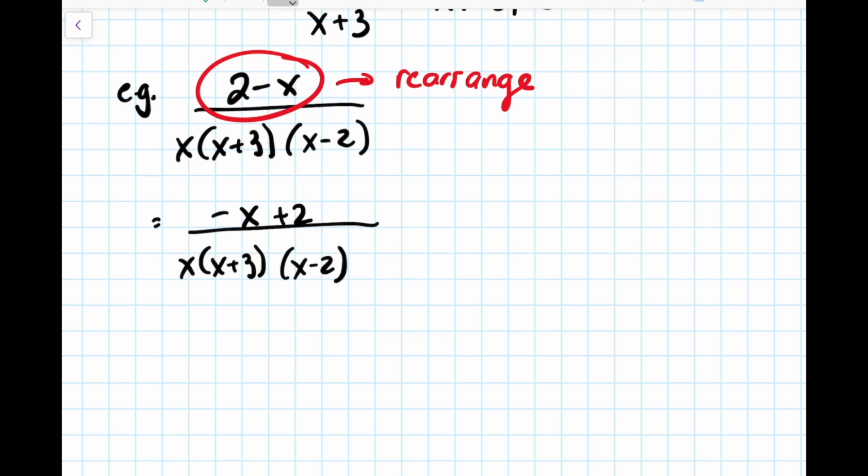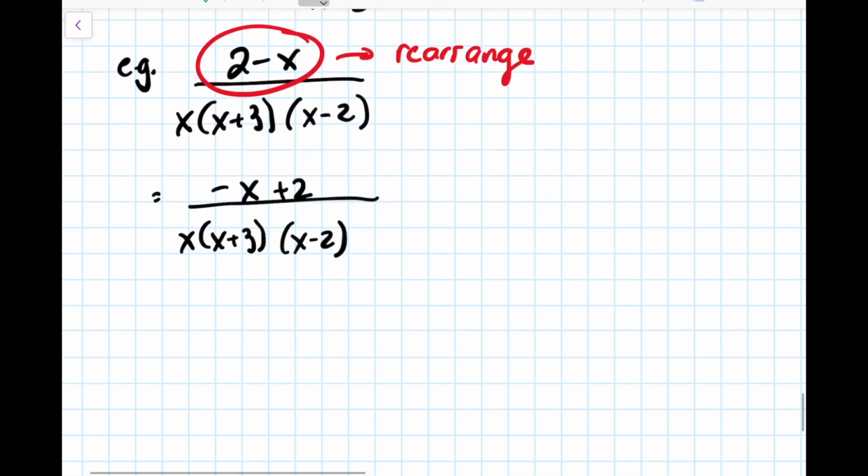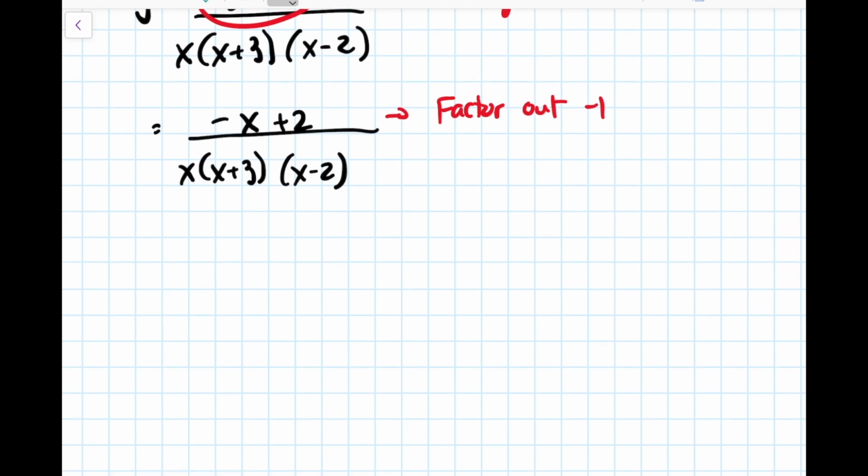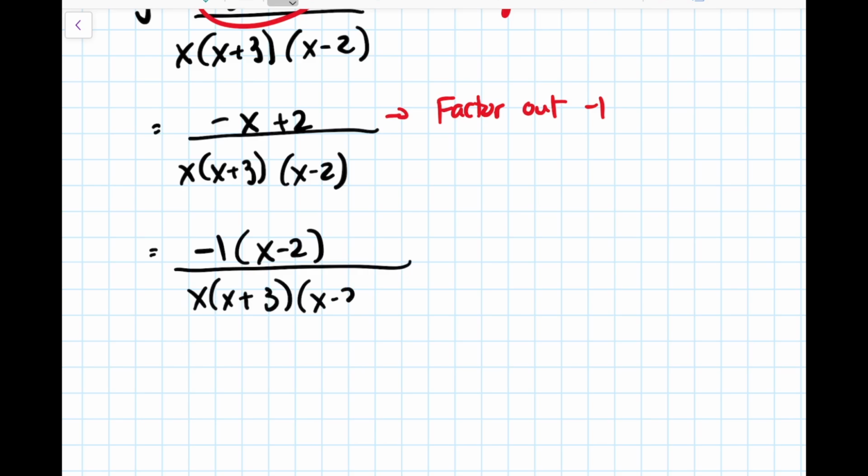And then I don't really like having a negative at the front, so remember our leading terms in polynomials, typically we want those to be positive. So what I can also do is factor out a negative 1 in the numerator. And so when I do that, I'm going to get negative 1 times x minus 2. And then I still have that whole denominator down there. And so now I can cancel something out.